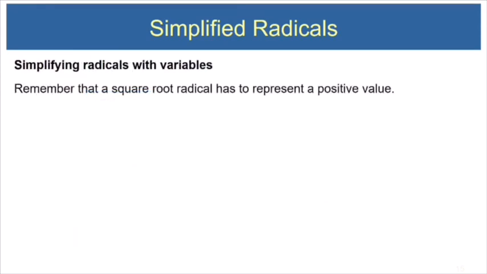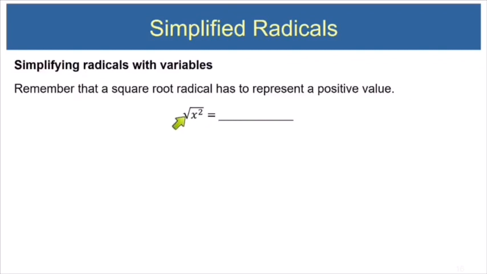Okay, now I'm going to show you how to simplify radicals that have variables in the radicand. And in order to do that, we're going to have to think a little bit about whether the number that the variable represents is positive or negative. Now remember, when we first looked at the radical symbol, we said that a square root radical has to represent a positive value. So when we think about the square root of x squared, we know that whatever we have over here on the right has to be positive because the radical always represents the positive square root.